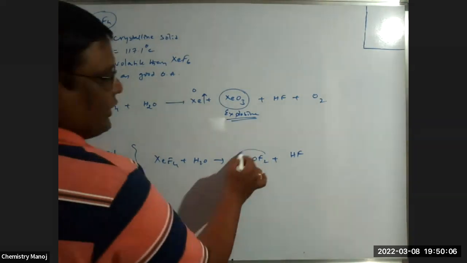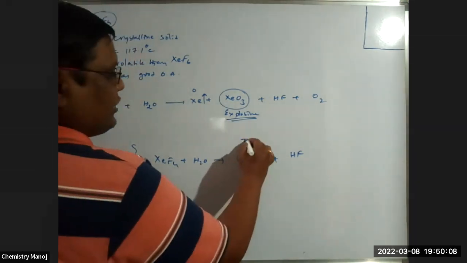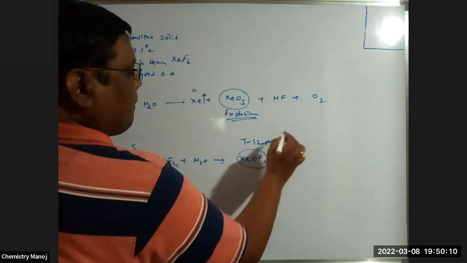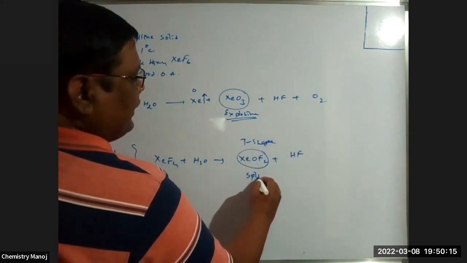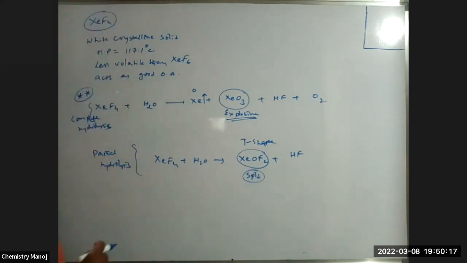You can identify the structure of XeOF2. Its structure is a T shape, my dear. It is sp3d hybridization. Xenon here is sp3d hybridized. A pi bond is there because of oxygen, that should be a p pi d pi bond. Okay. Next.